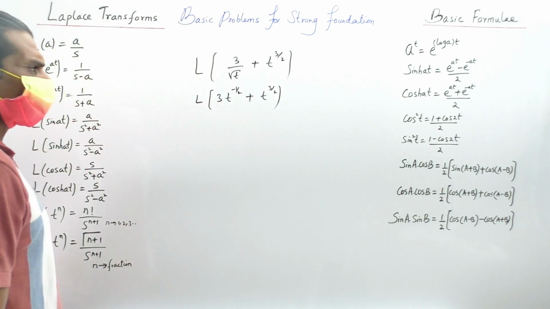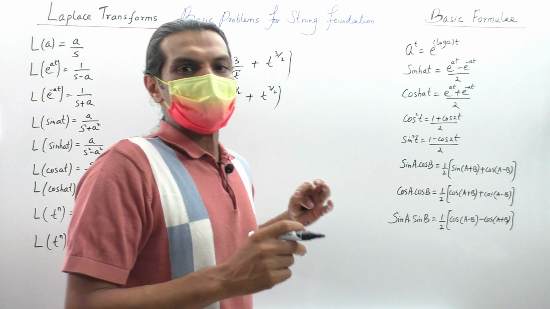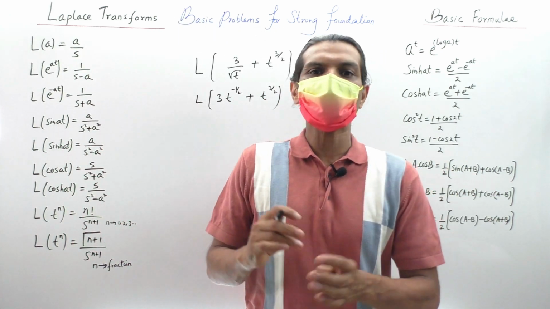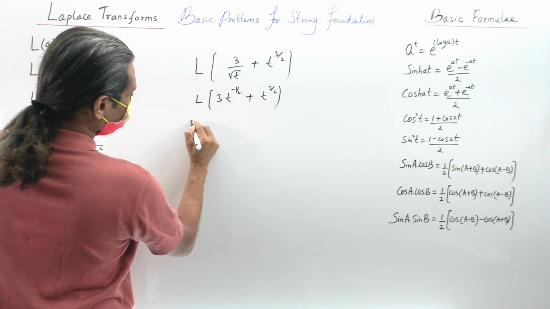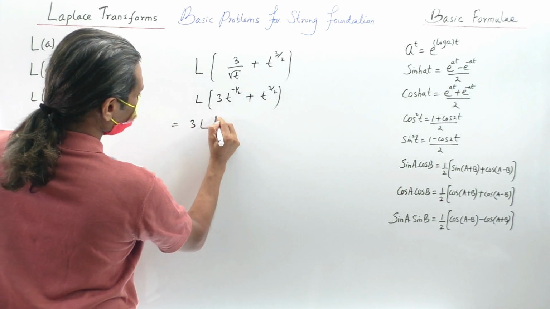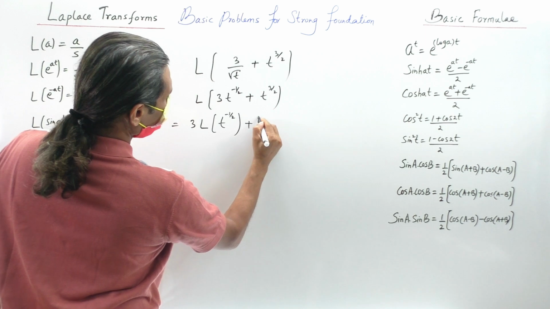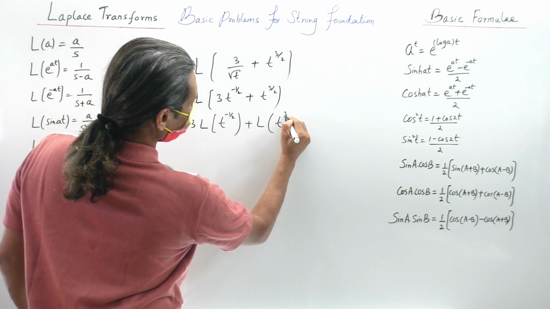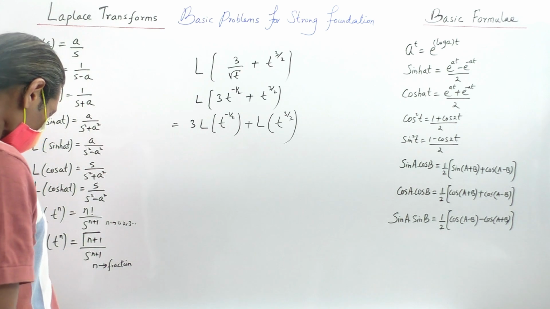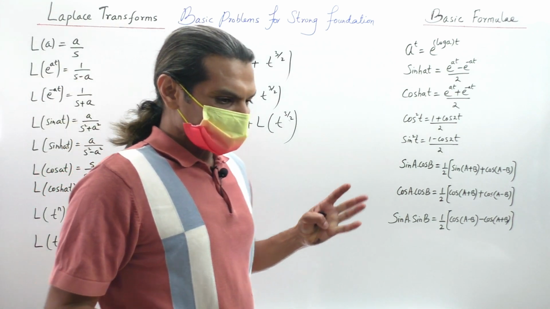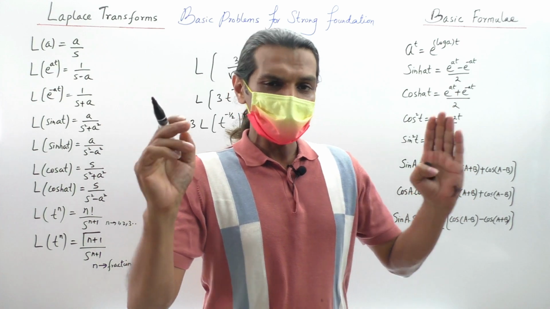Again, this is a standard form because n is a fraction. And as you know, if n is a fraction, then Laplace of t raised to n is equal to gamma of n plus 1 upon s raised to n plus 1. So this will be 3 times Laplace of t raised to minus 1 by 2 plus Laplace of t raised to 3 by 2. I solve them separately. Before solving them, if you remember the first video, I had given some formulas to find the gamma. I'll write them down, don't worry.